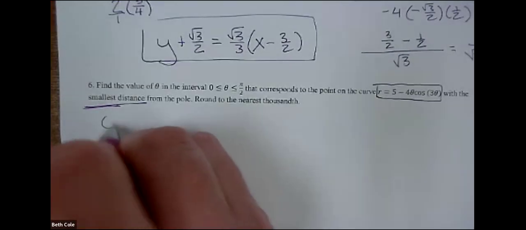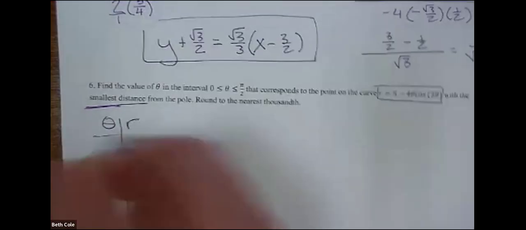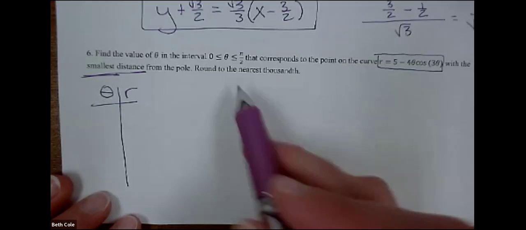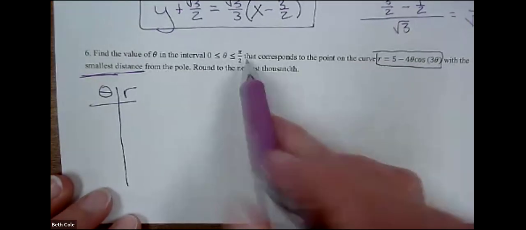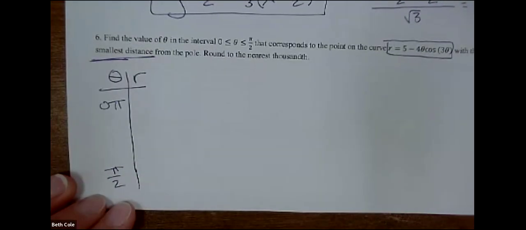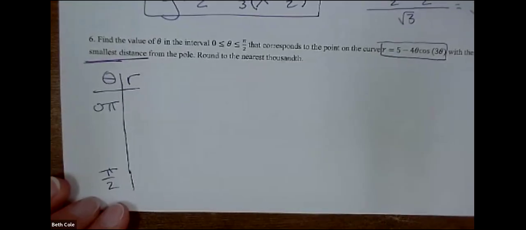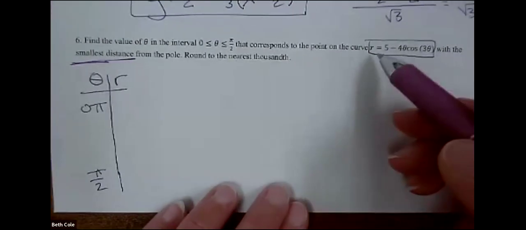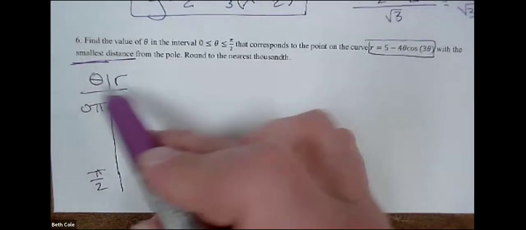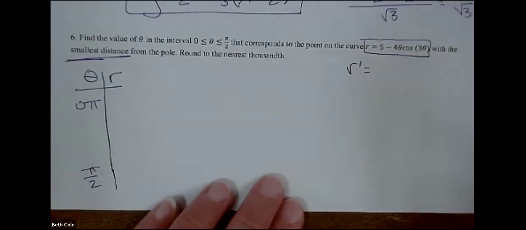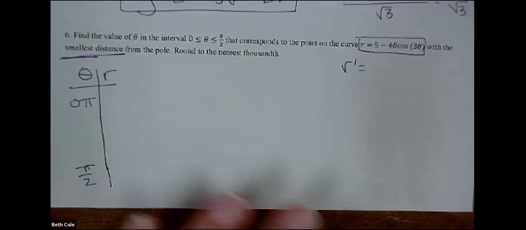So let's just even go ahead and set up a table right away. Your candidates are who? 0 and pi over 2, and I like to put the pi. So those are your end points. What are your other candidates, or how are we going to get them? Derivative equals 0. Now, the good thing about this one is we don't have to get x and y because we're only using r and theta. So we can actually just go ahead and do r prime as is, and you don't have to find x and y. So that's kind of a blessing there, all right?